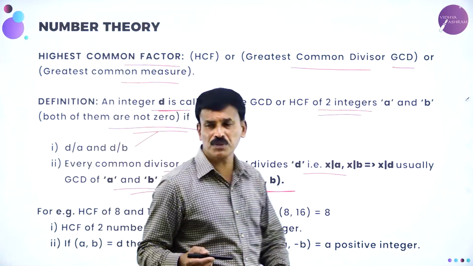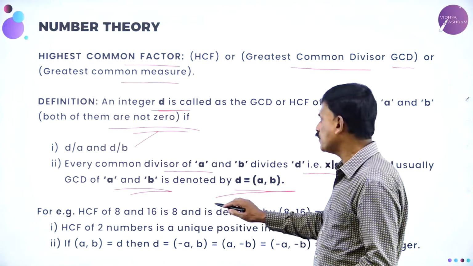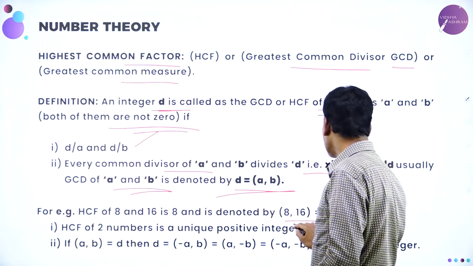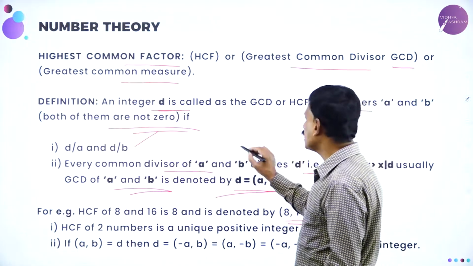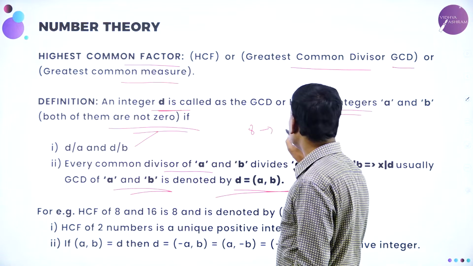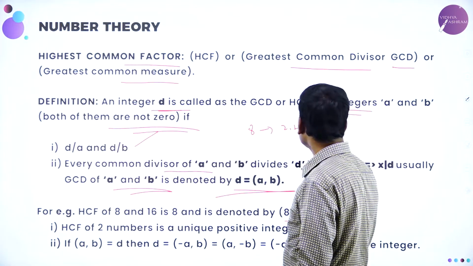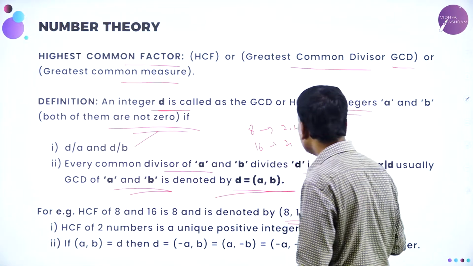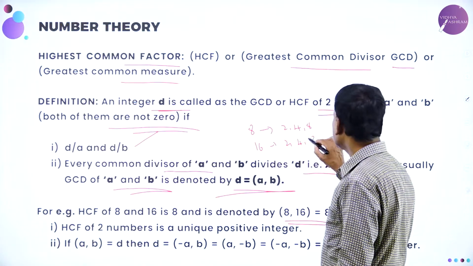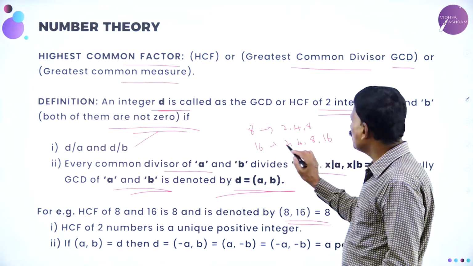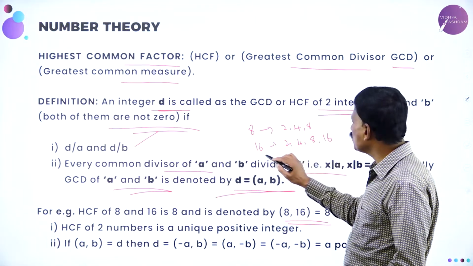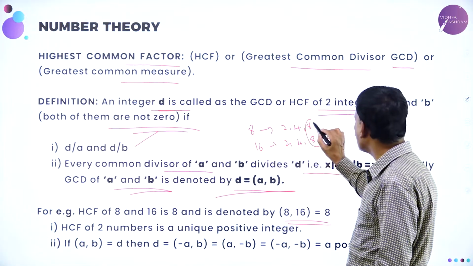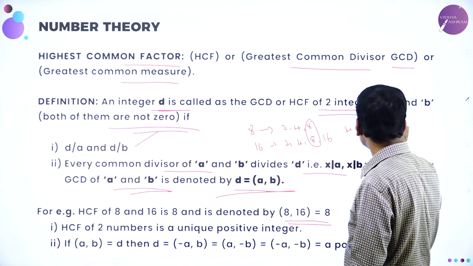Now let us take an example. Let us consider the highest common factor of 8 and 16, which is 8. It is denoted as (8, 16) is equal to 8. Let us write the factors of 8: 2, 4 and 8. Then 16 is divisible by 2, 4, 8 and 16. So 16 by 2, 16 by 4, 8 2s are 16, 16 1s are 16. In these two, the highest common factor is 8. So the HCF of these two numbers is 8.